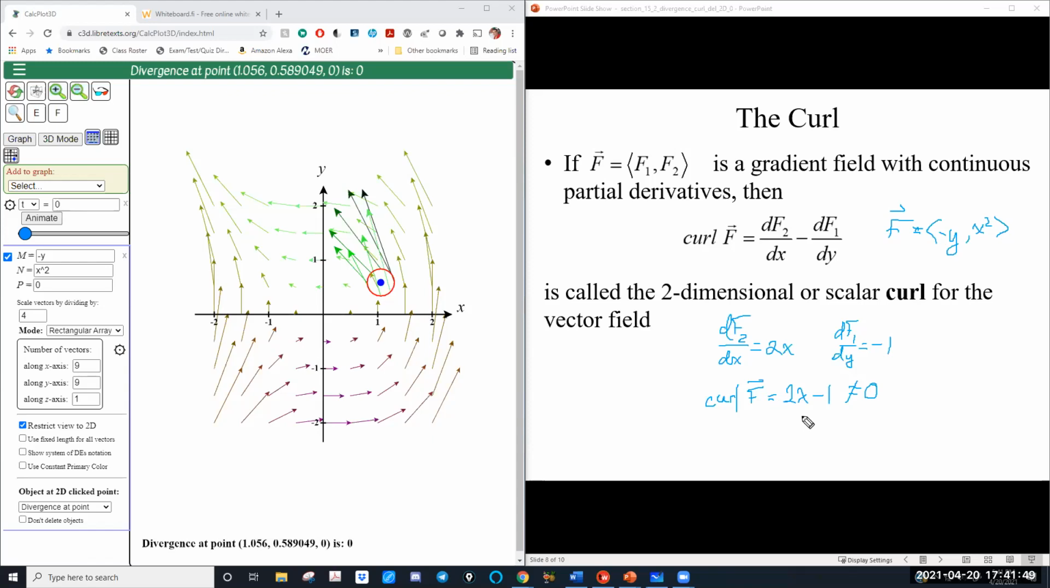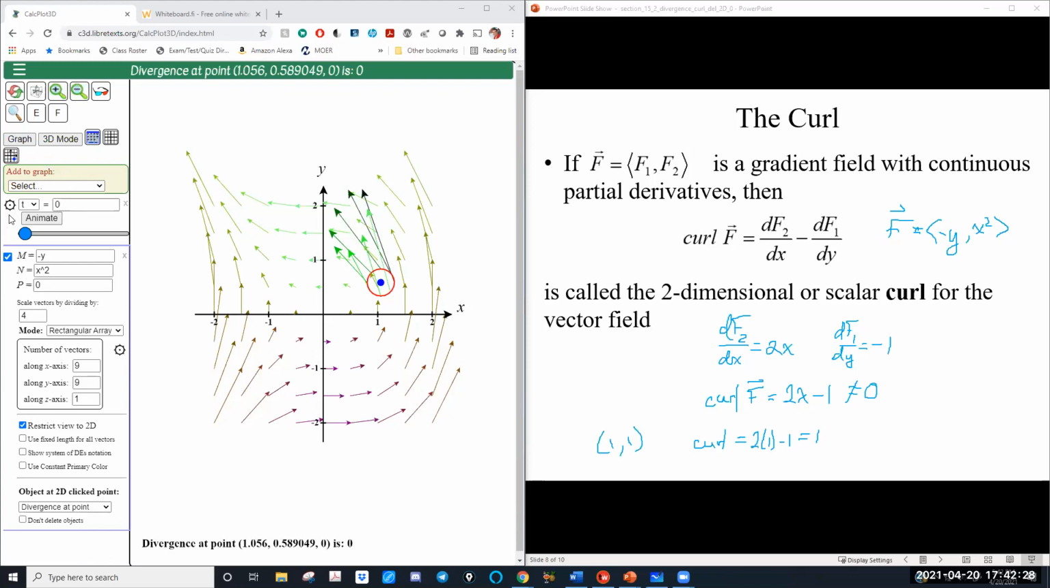Now, there's two things going on with the curl. There's going to be a magnitude and direction. So let's calculate the curl at the point 1, 1, let's say. So if we wanted to get the curl at the point 1, 1, well, our curl would equal 2 times 1 minus 1, or 1. So this does two things. This gives us the magnitude, but it does also give us the direction because it's positive. If the curl is negative, it'll be the opposite direction.